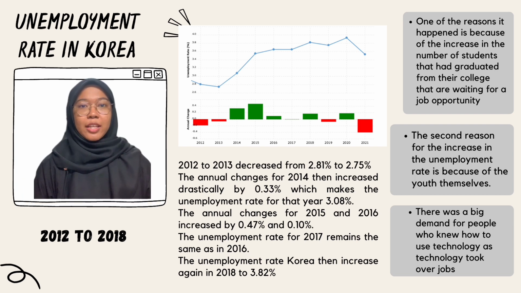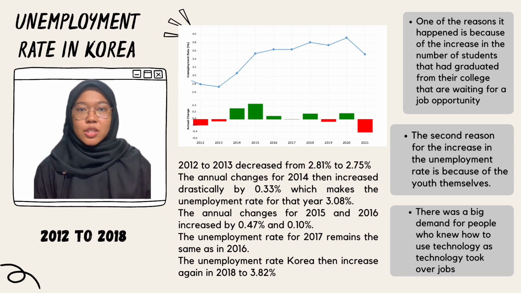The graph shows that the unemployment rate from 2012 to 2013 decreased from 2.81% to 2.755%, which makes the annual changes decrease as well by 0.06%. However, Korea's unemployment rate started to increase continuously from 2013 to 2016. The annual change for 2014 then increased drastically by 0.33%, which makes the unemployment rate for that year 3.08%. Furthermore, the annual changes for 2015 and 2016 increased by 0.47% and 0.10% from their previous years. That makes their unemployment rates 3.555% and 3.65%.